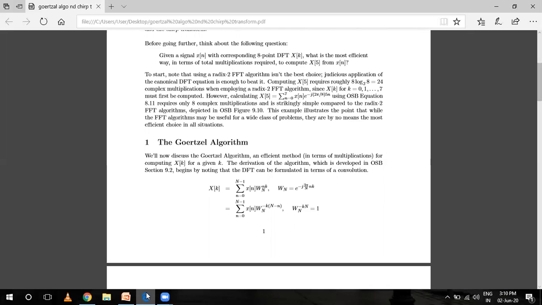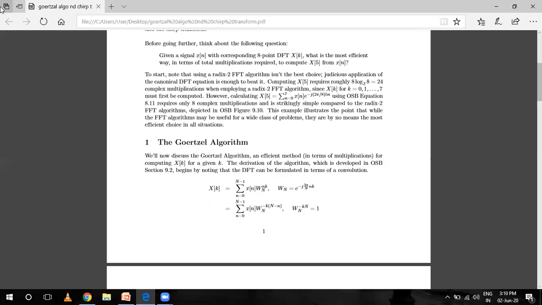It is not the best choice. Judicious application of the canonical DFT equation is enough to beat it. So computing X5 requires roughly 8 log 8, that is 24 complex multiplications when employing a Radix 2 FFT algorithm, since Xk for k equal to 0 to 7 must first be computed. However, calculating X5 is the summation for n equal to 0 to 7 of xn into e raised to the power minus j 2 pi by capital N, which is here 8, into 5n, using this equation.